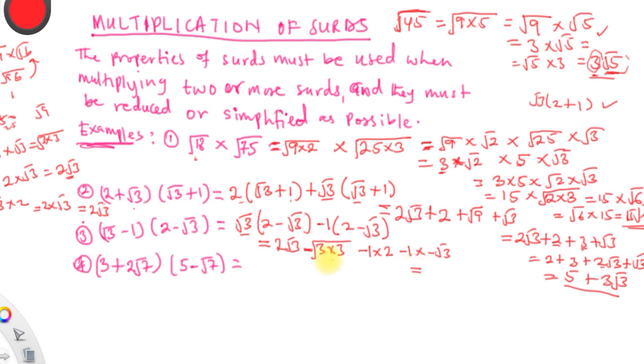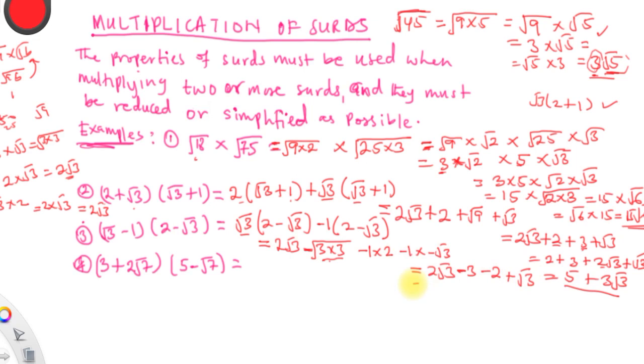So this is equal to, let us continue from here. We have 2 root 3, and this one is square root of 9. The square root of 9 is 3. So it's negative, minus 3. And then minus 1 times 2 is minus 2. And then negative 1 times negative square root of 3. Negative times negative will give you positive. I hope those things you know. So you get positive square root of 3.